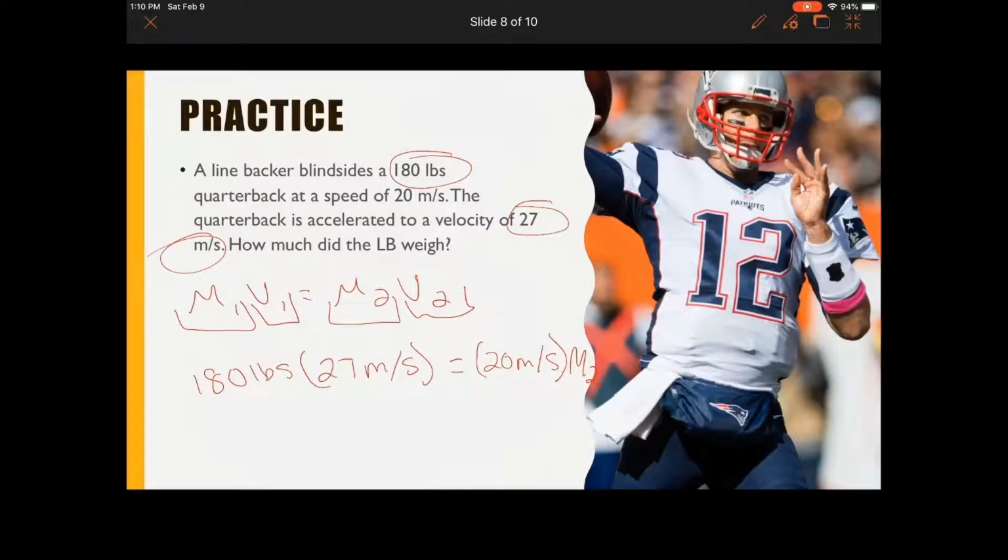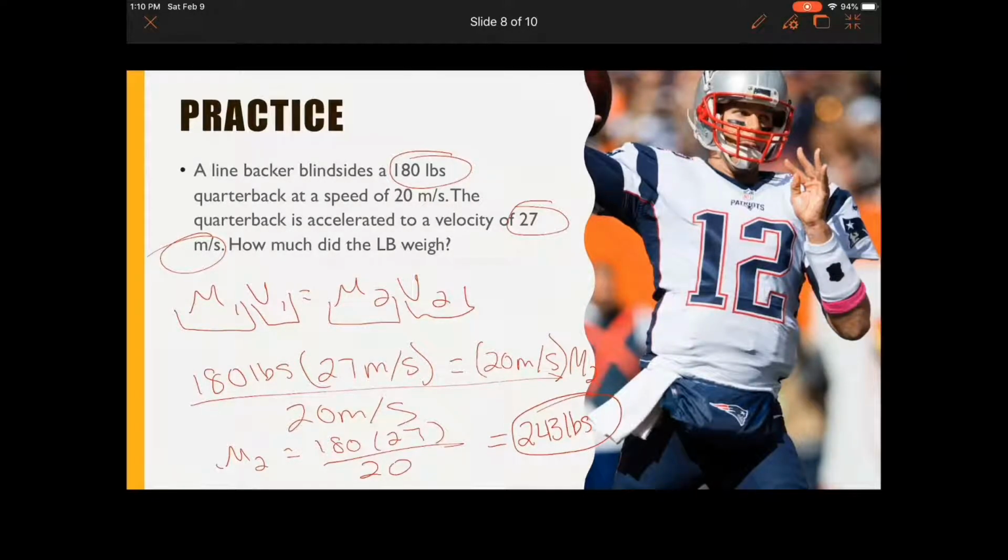All right, so to figure out his mass, we have to divide both sides by 20 meters per second. So now we have m2 equals 180 times 27 divided by 20. So if we do that math, take 180 times 27, divide that by 20, we figure out our linebacker weighs 243 pounds. And that is not surprising for a linebacker at all.